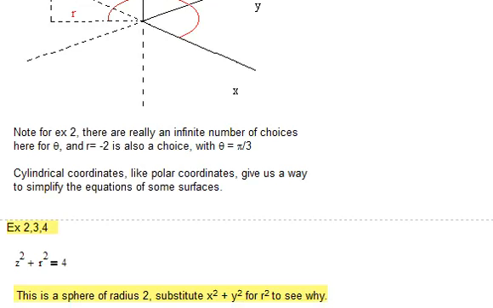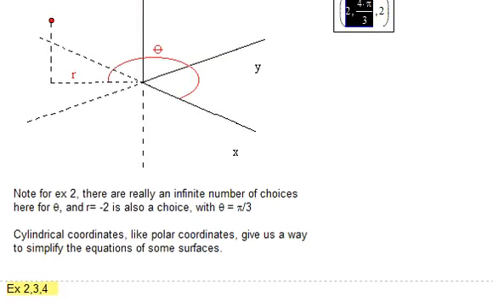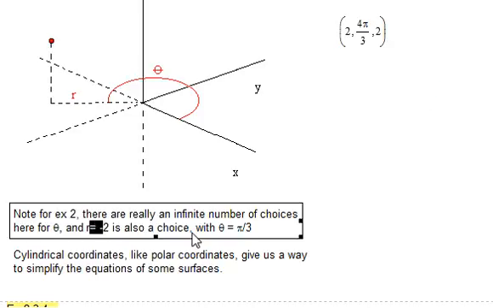There's really, I should mention this, there's really an infinite number of choices. If you need to go back and review polar coordinates, remember 4 pi over 3 plus any multiple of 2 pi will work. And also, if r is -2, we could pick theta equal pi over 3. So in other words, this angle, but r is negative. That would still give us the same spot.